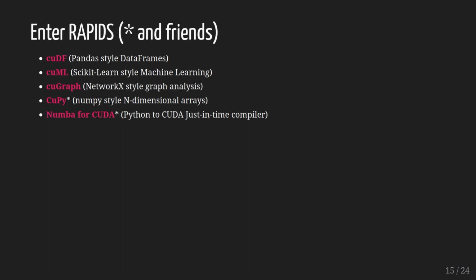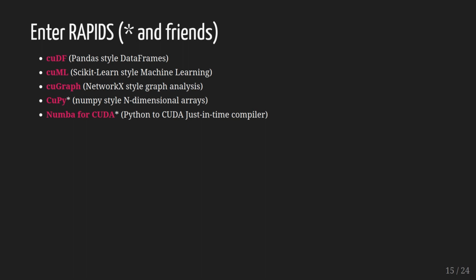So enter Rapids. The Rapids project was announced by NVIDIA in late 2018, and it's quickly grown to encompass the whole ecosystem of technologies for taking advantage of NVIDIA GPUs from Python. cuDF, cuML, and cuGraph are part of the core Rapids project, which is maintained by NVIDIA. cuDF provides a Pandas-style data frame that operates directly on GPU memory.